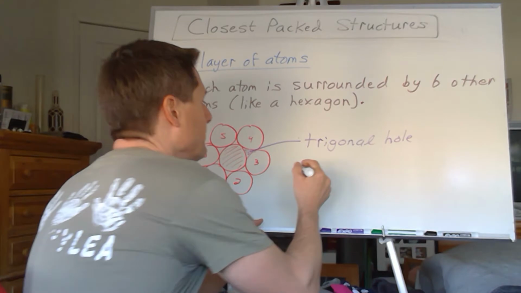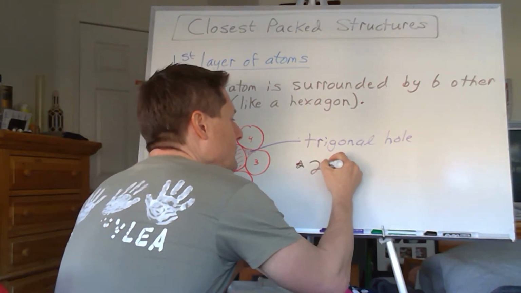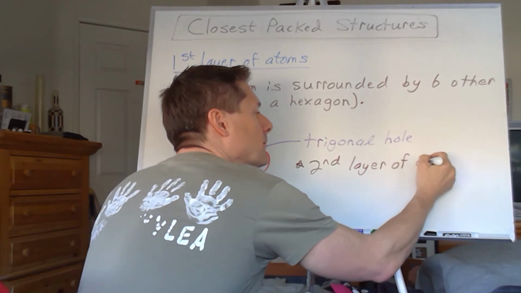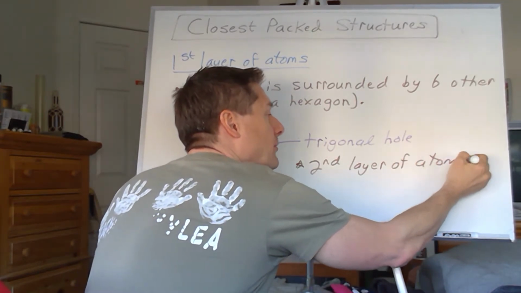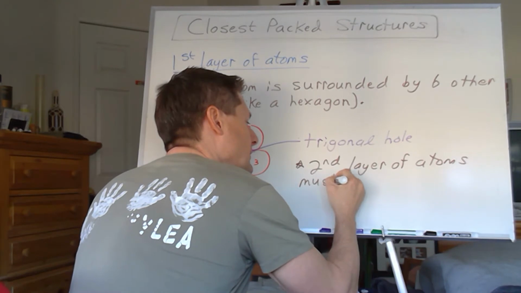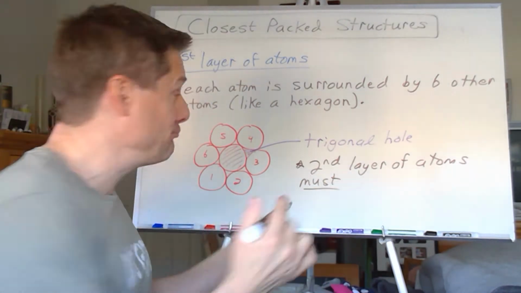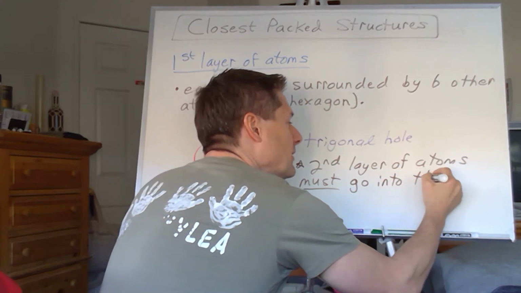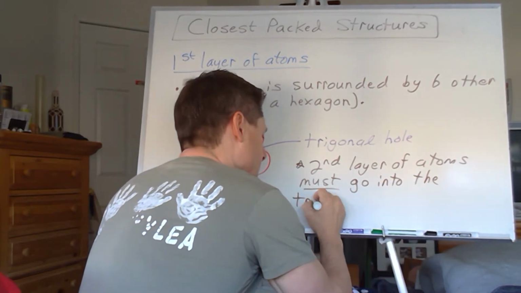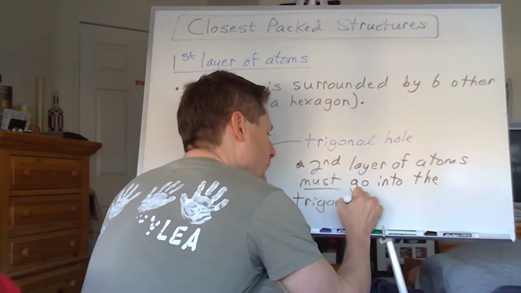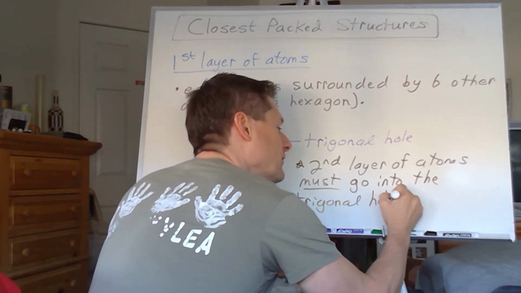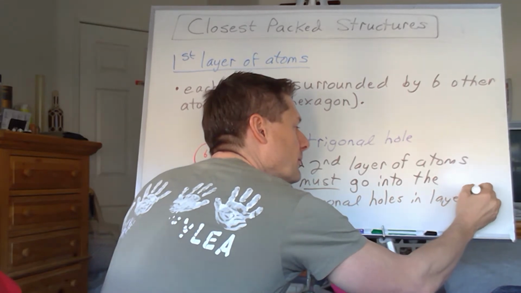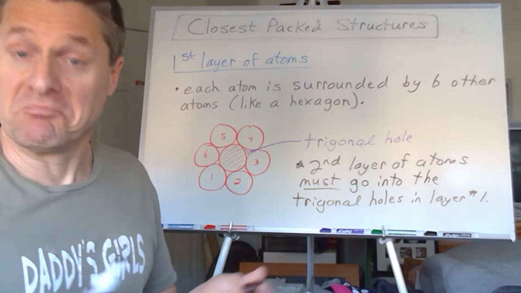Let's write this down. So the second layer of atoms has no option, right? It must go into the trigonal holes in layer number 1. We like that.